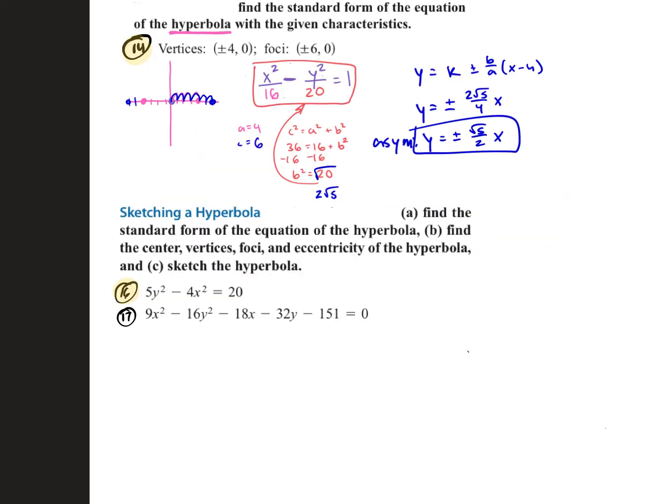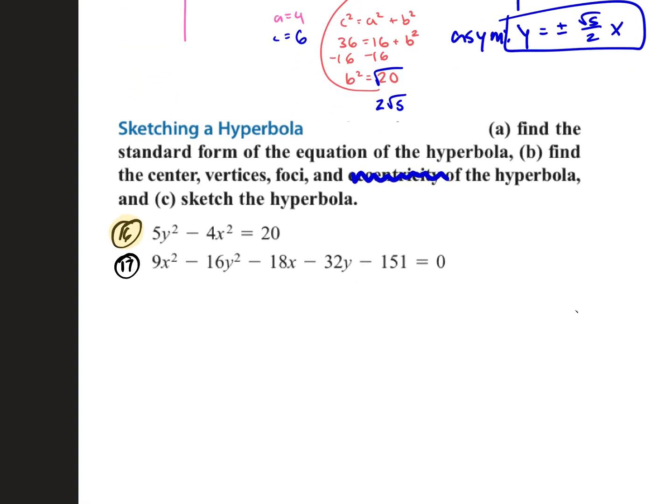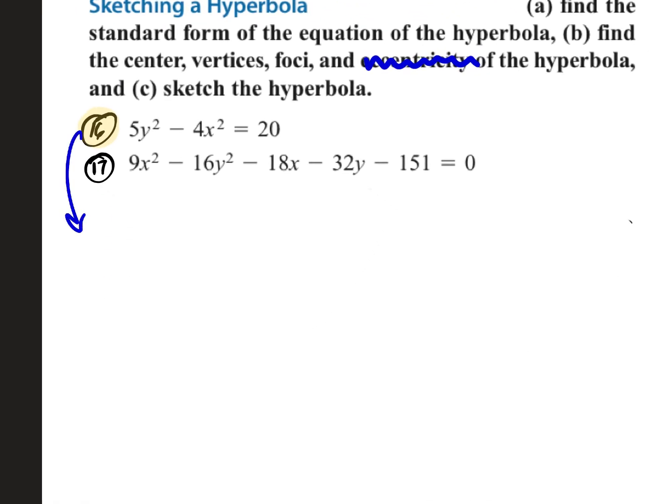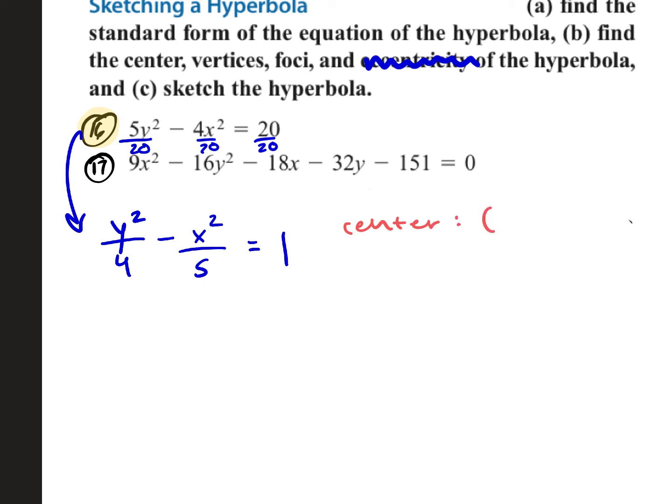Right. For the next one, we have to find the standard form of the equation of the hyperbola, find the center, vertices, foci, and we don't have to worry about eccentricity. So just center, vertices, foci, and standard form. So what do I have to do first to get number 16 to be in standard form? Divide everything by 20. So this gives me y squared over 4 minus x squared over 5 equals 1. Is this standard form? Yes. What's my center? My center would be 0, 0.